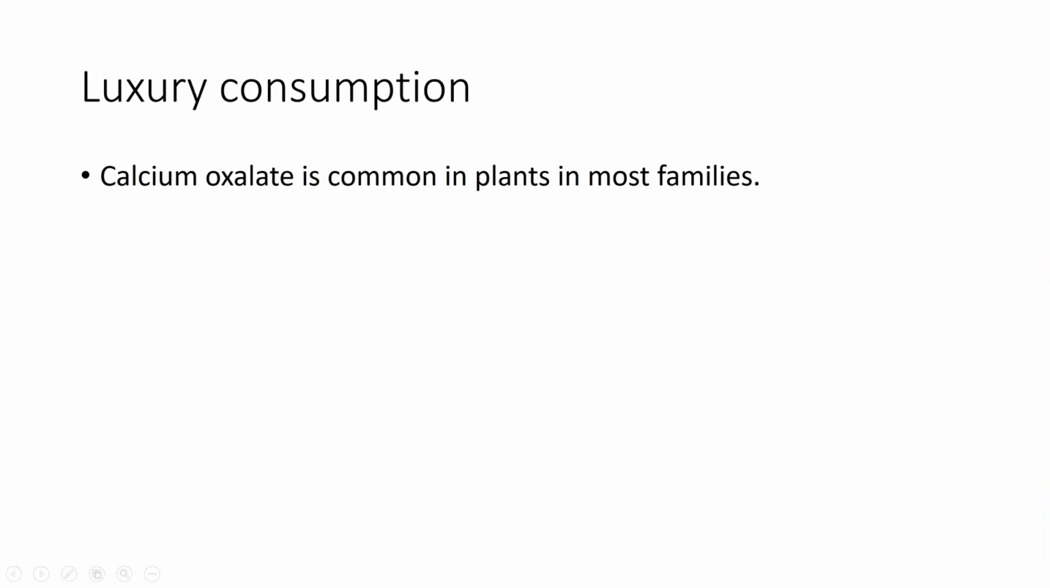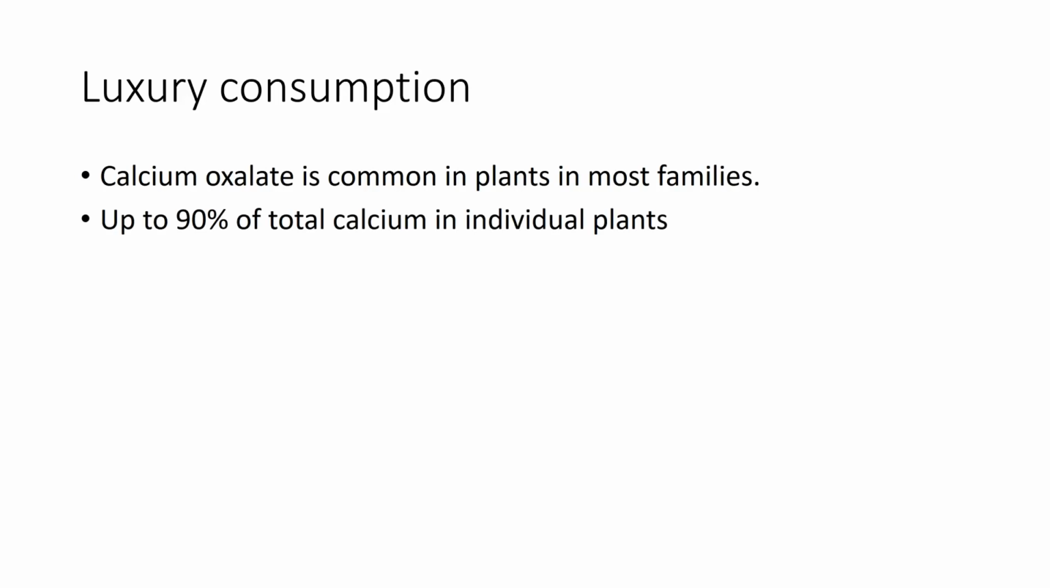Luxury consumption. Calcium is often luxury consumed. If it's up to 5% in the plants, that's not really how much it needs. Calcium is formed into calcium oxalate. Calcium oxalate is common in most plant families. Up to 90% of the total calcium in individual plants can be found in calcium oxalate. These are little crystals. They're like little daggers on the inside of the cell. You can tell when a plant has calcium oxalate because you can actually feel that when you're eating the tissue. It's got these little spine-like things that seem to jump out and stick you.